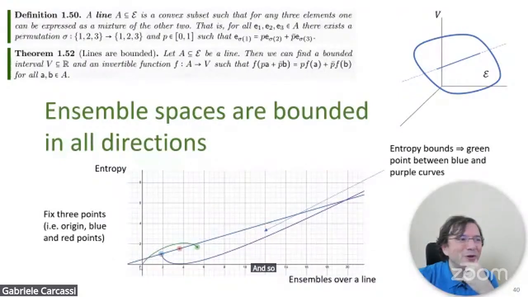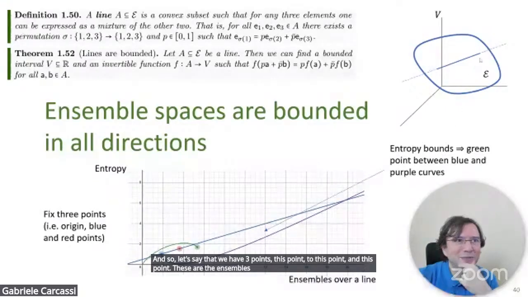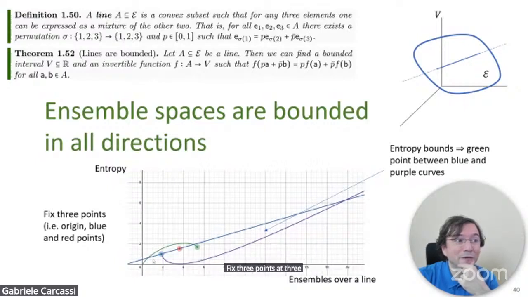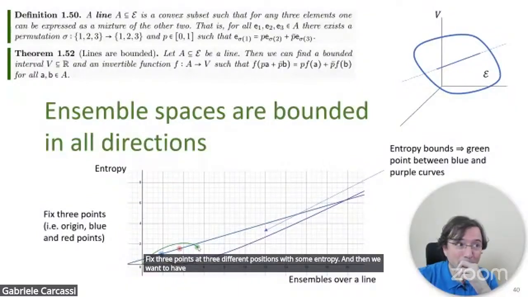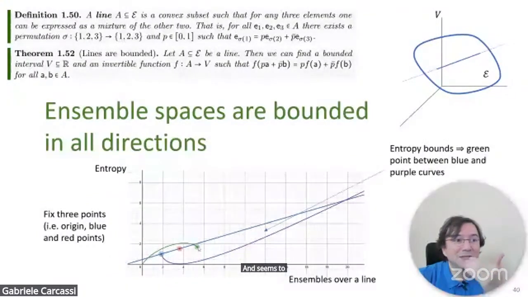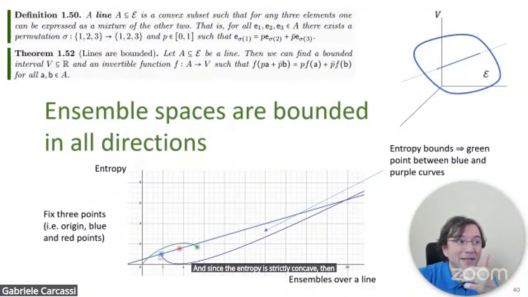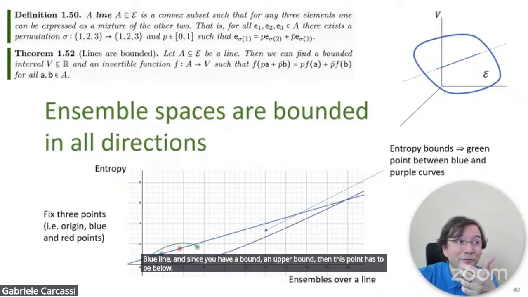Let's say that we have 3 points, this point, this point, and this point. These are the ensembles over a line. So this would be the ensembles over here. And on the vertical side, we have the entropy. So we can fix 3 points at 3 different positions with some entropy. And then we want to have a 4th point with some entropy. And since the entropy is strictly concave, this point has to be below this blue line. And since you have an upper bound, then this point has to be above this purple line.